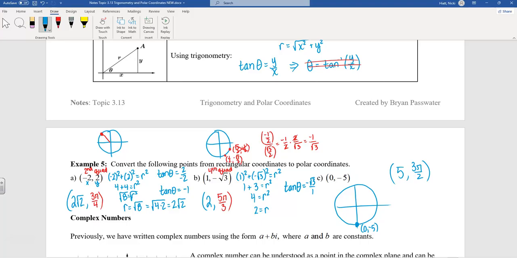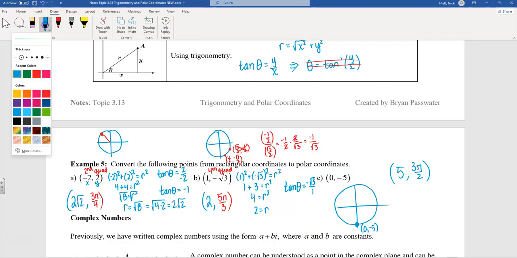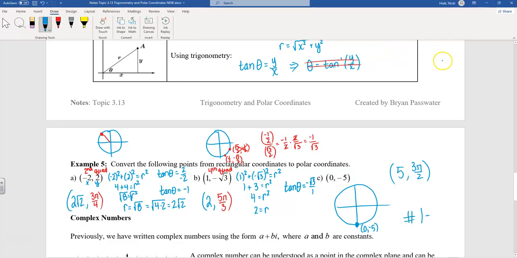Okay, we are not going to do this complex number stuff. We are not going to do any of the complex stuff at the end. So you guys are just going to do numbers 1 through 16 for me. So that's what we'll look at there.